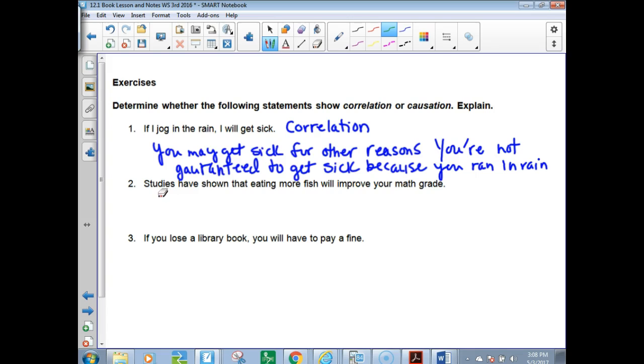Anyway, is there a correlation though? All right, I'm going to tell you. There is a correlation. It is correlatable. I don't even know if that's a word, but eating fish may help brain function, but doesn't cause you to have good math grades.